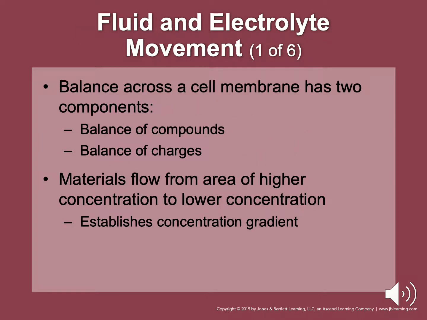So fluid and electrolyte movement balances across the cell membrane has two components: balances of compounds and balances of charges. Homeostasis is always trying to balance charges of each side, positive and negative. Materials flow from an area of high concentration to one of lower concentration, establishing a concentration gradient. Okay, so it goes from high to low.